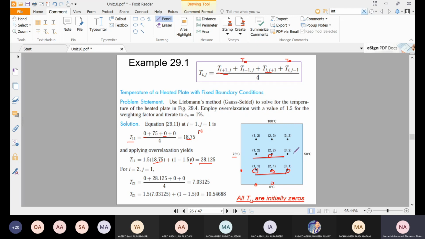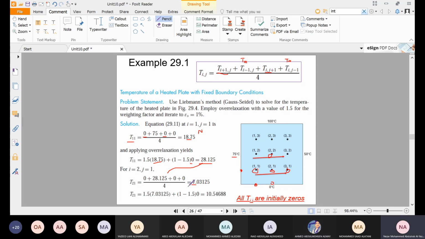After that, we start from here and go like this. So here we have T21 equal to 0, this 0, this 0, and 25.15, which we get from here. We take the average and compute this one. So this is the new value of this node.